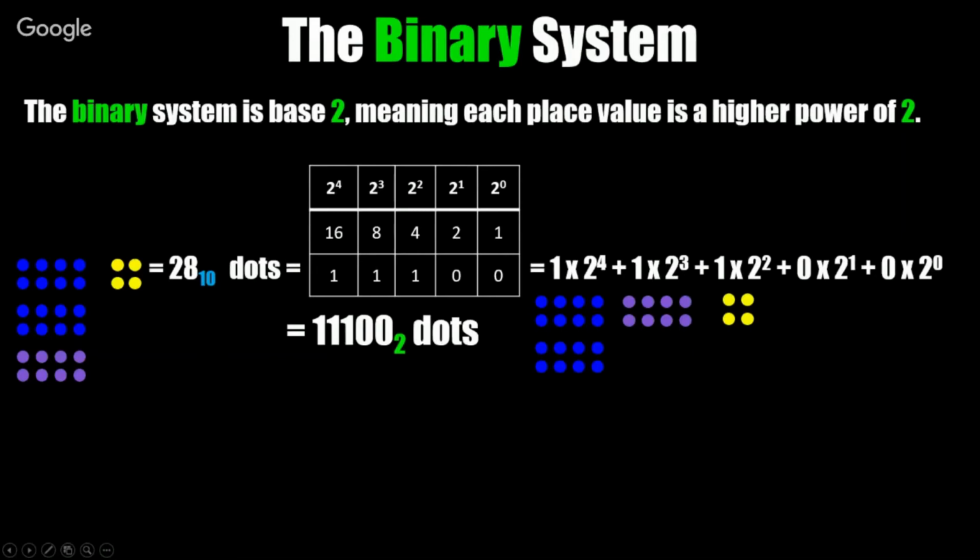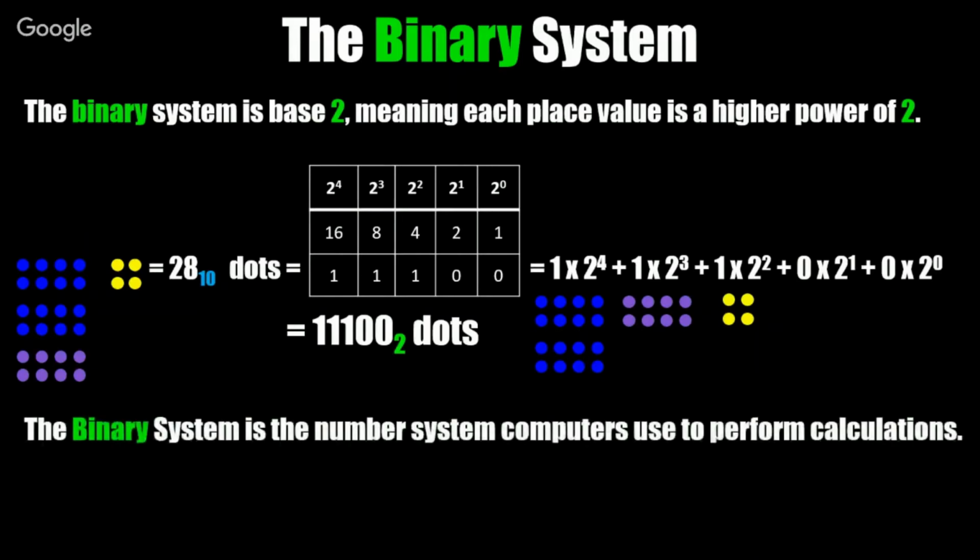Just look at the expansion on the right if it's not clear how these two are equivalent. 2 10s and 8 1s make 28, just like 1 16, 1 8, and 1 4 make 28. The two systems are equivalent ways of expressing the same amount of dots.